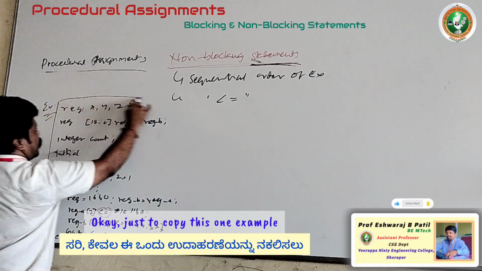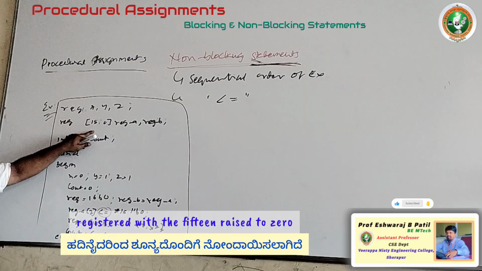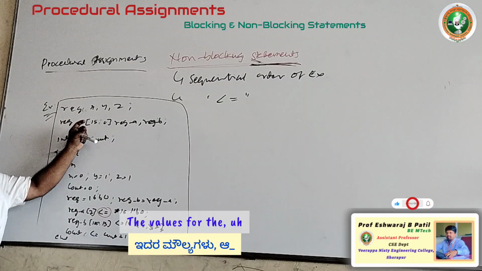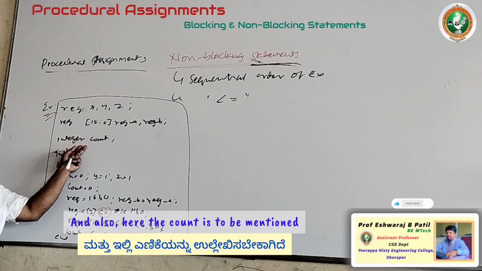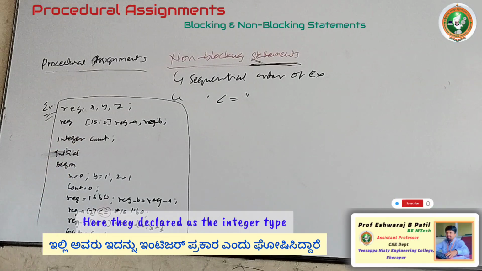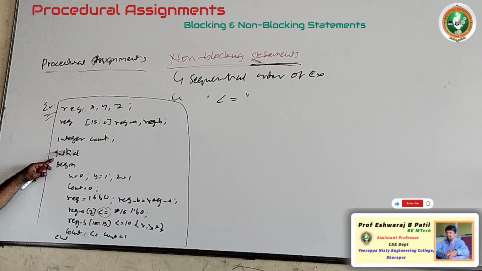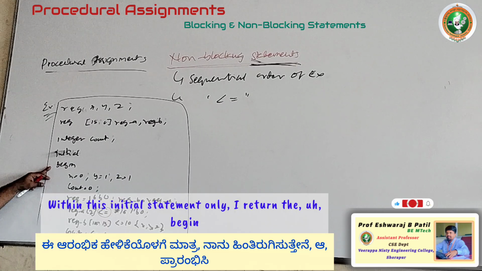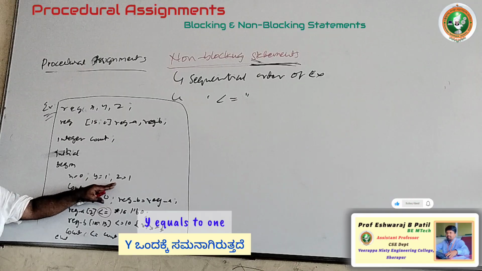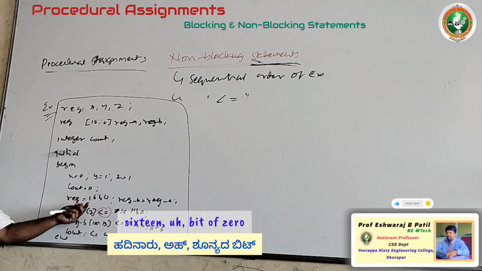Here I have declared the register XYZ, register with 15 to 0. The values for the variables are 16 bit only, and the count is declared as integer type. I also use two statements here; one is the initial statement. Within this initial statement I wrote begin: x equals 0, y equals 1, z equals 1, count equals 0, then the register equals 16 bits of 0.